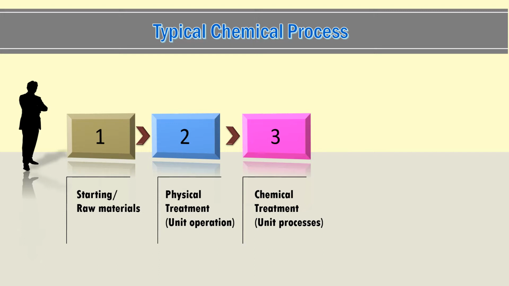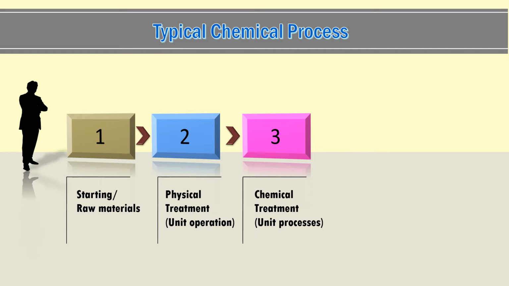Number 3 is the actual processing of the raw material. That means chemical reaction, the reaction of compound A with compound B. Both are raw materials, obtained from the market or other dealers, or from other industries. Where these two materials react with each other, giving rise to the product. So this is our unit process.